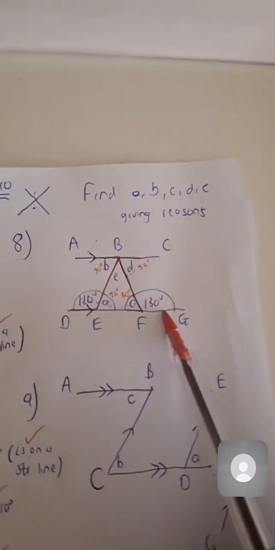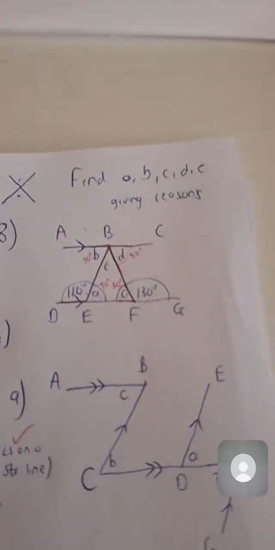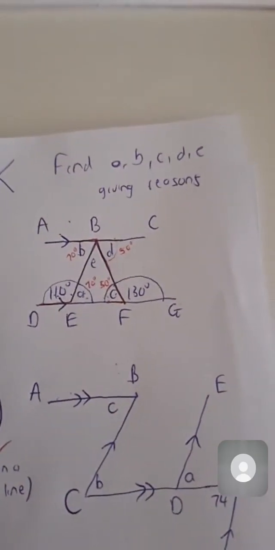Someone else could have used co-interior angles as well. All right. 130 plus that angle. Okay. It would have also been fine. Okay. Now we need E.